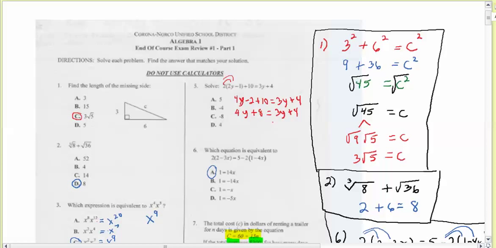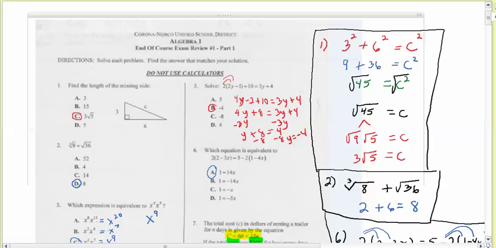I'm going to subtract 3y from both sides. So I've got y on this side. And then I'm going to subtract 8. So my y is equal to negative 4. And so it's letter B. Okay, so I forgot that one. Okay, number 6. Let's go down here.